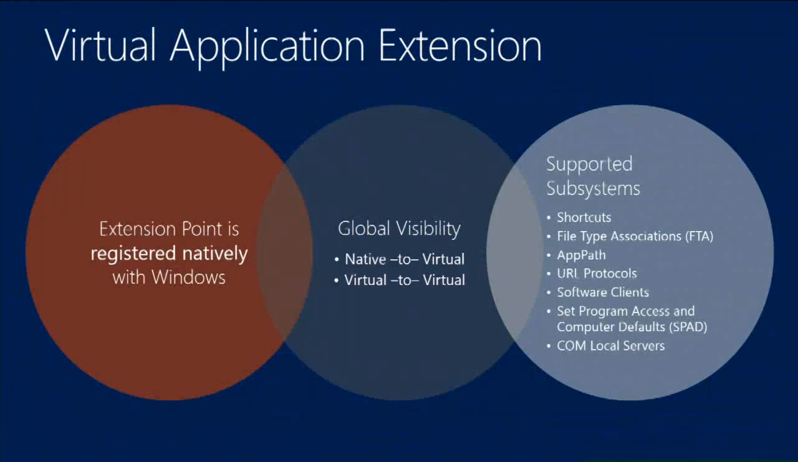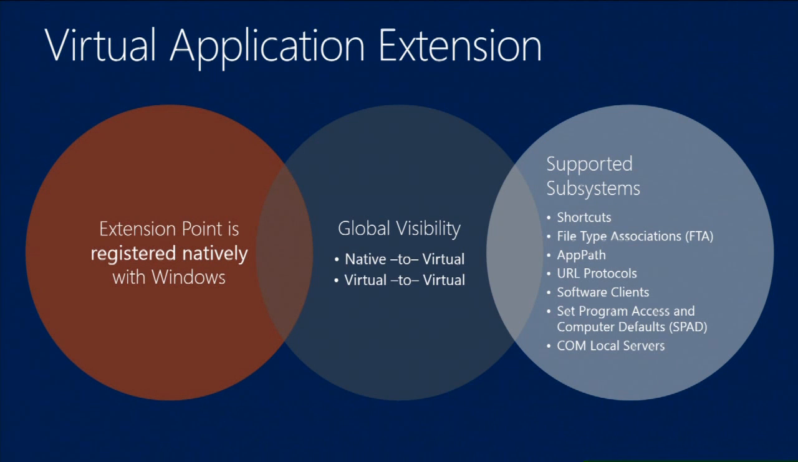Okay, so what is virtual application extension? Each subsystem that's supported shows up in the deployment configuration or in the user configuration. So it's an extension point, basically, that's registered natively. File type associations and shortcuts are a special case, right? Even with 4.6, when you add an application, you go in the Windows Start menu and you see it. That's an integration with the native system. And it integrates with any other native application. It can see it. Virtual applications, since they can see the native system, they can see it as well.